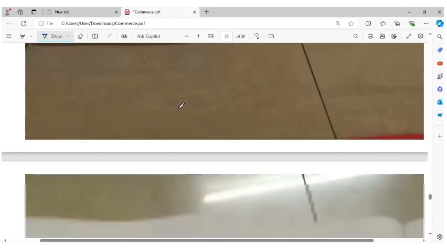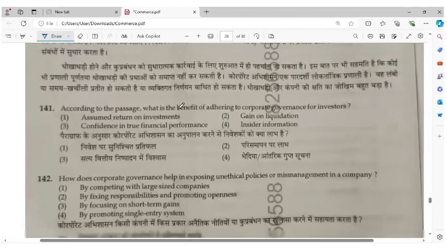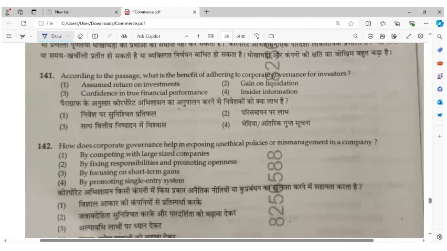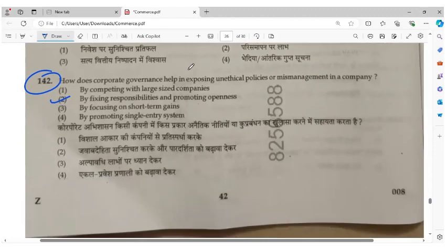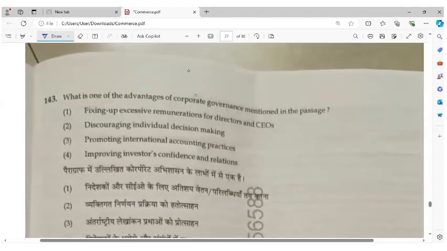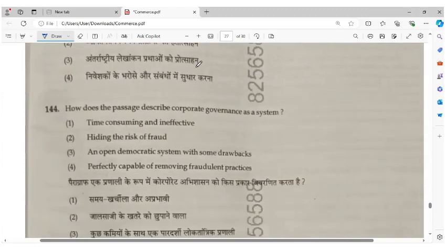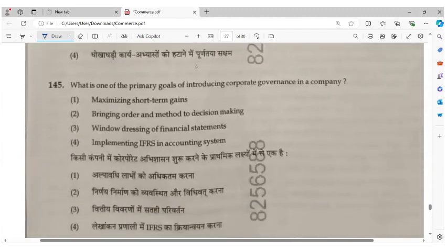Then after that, question number 141 is a passage question. For passage questions, we are not going to read the question; we're just marking the answers very quickly. For question 141, option number 3 is right over here. For 142, option number 2 is right, and question number 143 has D, that is improvement in the, is right over here. For 144 it is C again, sorry, 3. And after that, 145 has option 2.